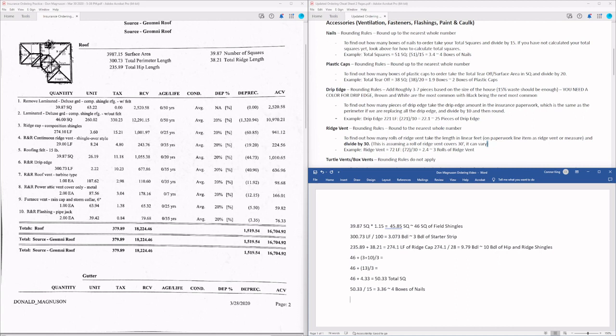Next, we're going to look at plastic caps. So with plastic caps, to find out how many boxes of plastic caps to order, we're going to take the total tear off and divide by 20. So the total tear off here is 39.87 squares, and we're going to divide that by 20. That's going to get 1.99. And the rounding rules for plastic caps is round up to the nearest whole number. So we're going to have 2 boxes of plastic caps that we're going to order for this job.